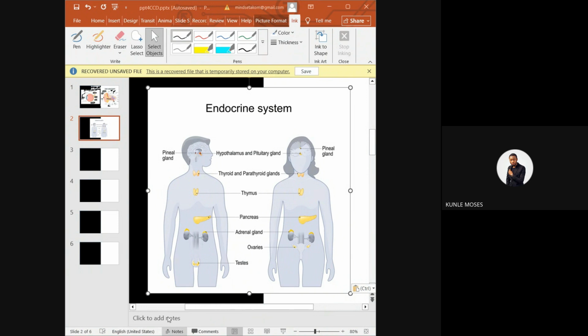The endocrine system. This diagram, I believe you still remember what the endocrine system is. They are a network of glands that help to produce hormones. So we have different glands here: the pituitary, the parathyroid, the pancreas, the adrenal gland, the pineal gland, and all.